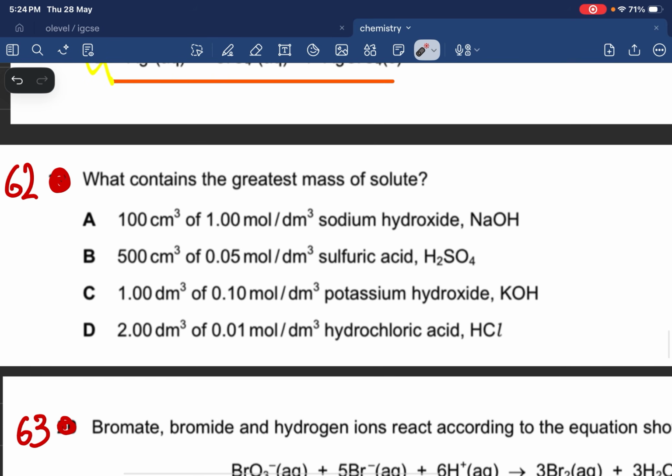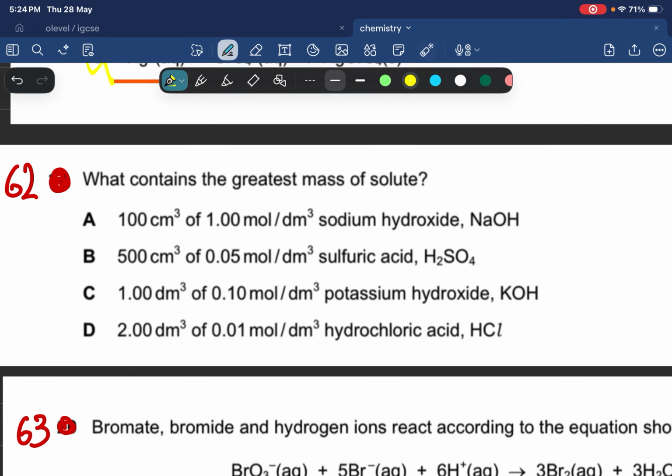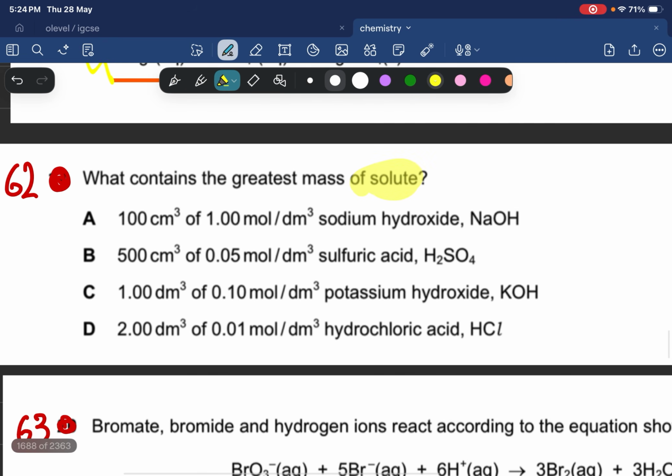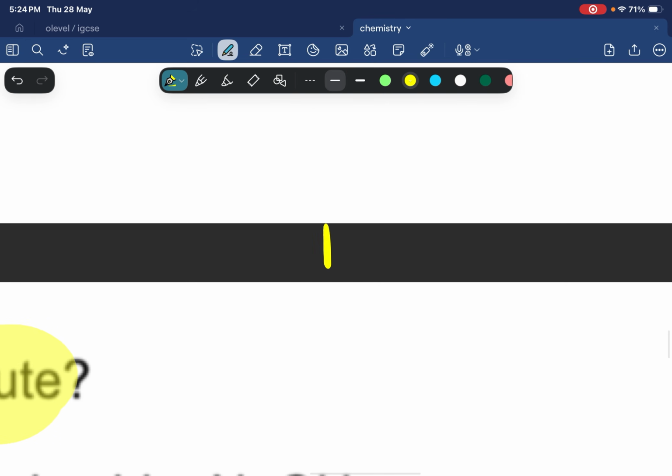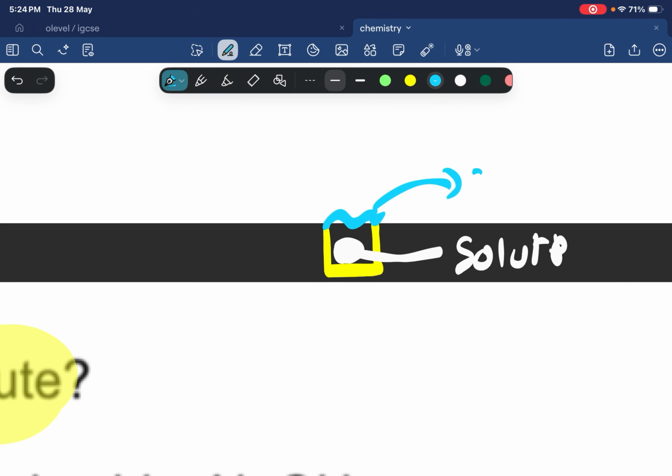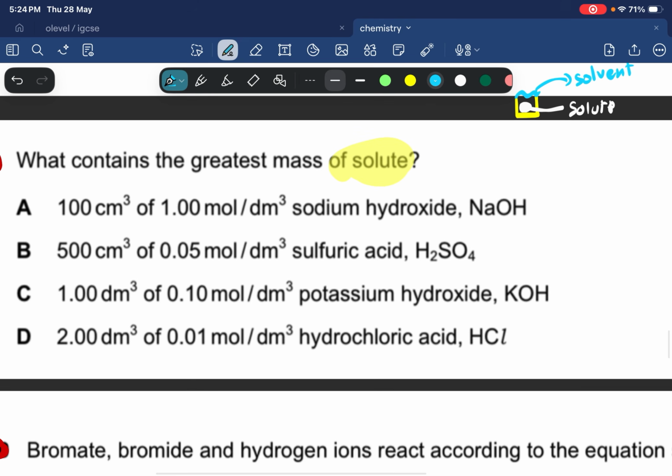What contains the greatest mass of solute? First things first, we have to figure out what the solute is. The solute is the thing that's going to be dissolved, that we put in. So if we have a beaker and we add white salt into it, salt is the solute, and then we add blue water into it. Water is the solvent. Many people fail to tell solute and solvent apart. They studied it in grade 3 but they forget, and that's a really common thing, okay?